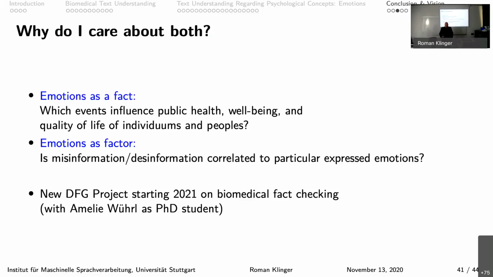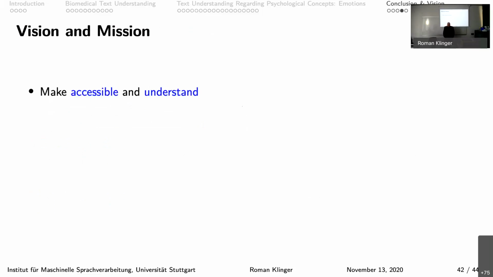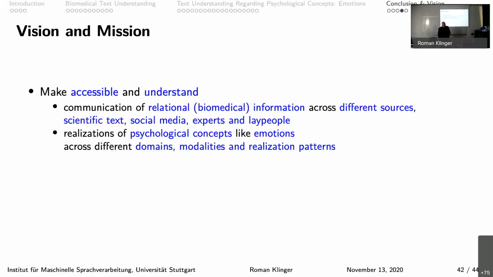So now, I already talked a little bit about the future, but I still want to say a couple of words about what I plan to do in the future. What I want to do in the long term is to make accessible and understand the communication of relational information, perhaps with a focus on biomedical information, across different sources, scientific text, social media, but also between experts and lay people, between different groups. And further, do the same thing with psychological concepts like emotions, across different domains, modalities, ways how they are realized.